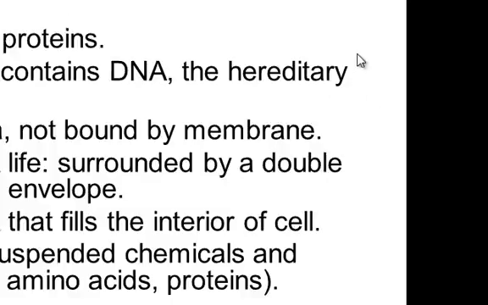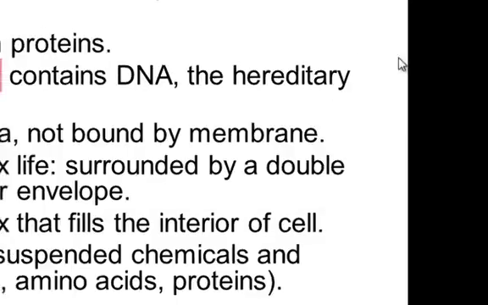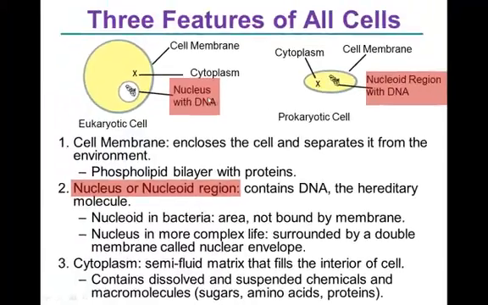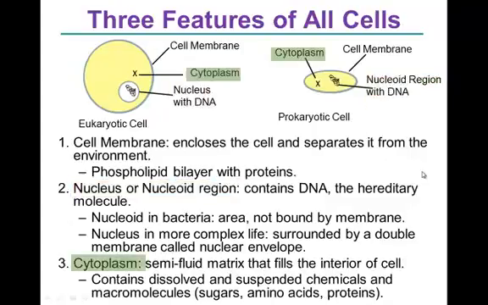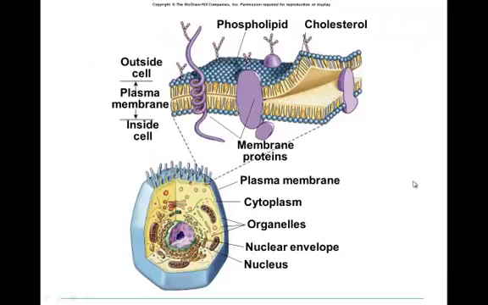A second feature is a nucleus or nucleoid region. Remember, this is really signified by DNA, the difference between a nucleus and a nucleoid being that the nucleus has a membrane around it, a nuclear membrane. No such membrane here, so this is a region. And the third feature that all cells have is cytoplasm, and this is the semi-fluid matrix which fills the cell. So critical to remember that.